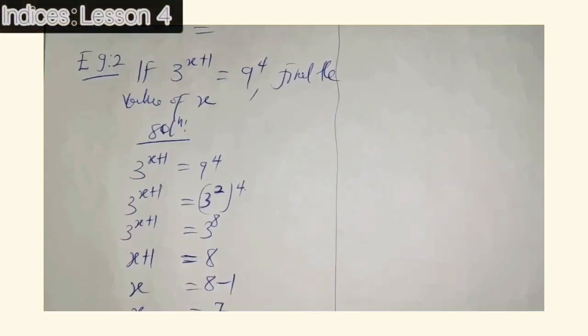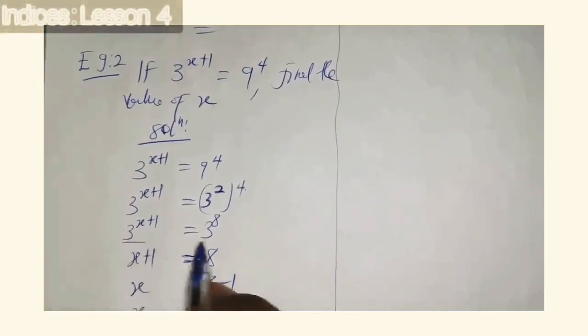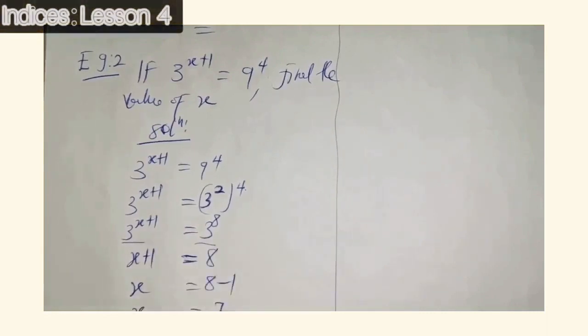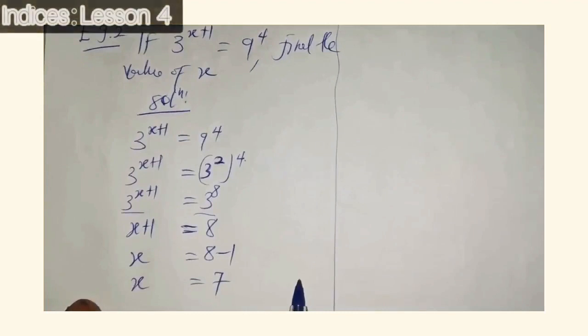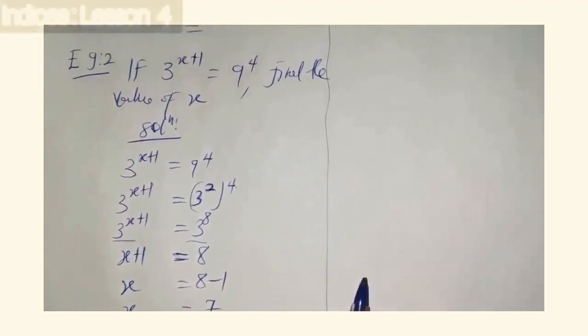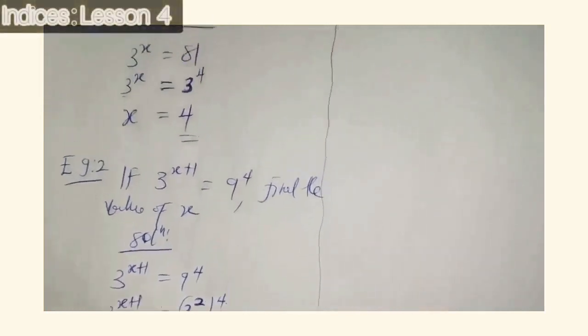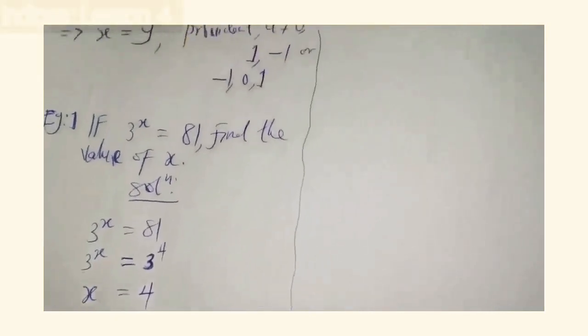So here, because we are able to make the bases equal, that's why we are able to equate the exponents. So that is example 2. Let's take the next example.